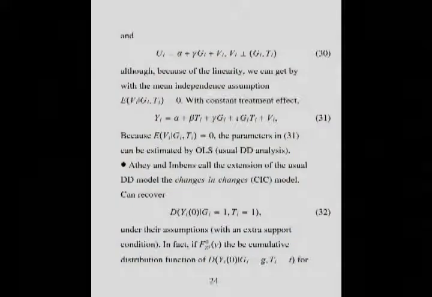So the usual, continuing with the usual linear model, can be expressed like this, where this error term V is independent not just of the group assignment, but also the time period. Okay, now you don't have to have full independence here because of the linearity assumption, so that would work. And then, of course, you get back to this kind of equation 31, which is just a different way of writing the standard difference in differences model, okay, where now the T_i's and the G_i's pick out the time period and the group.